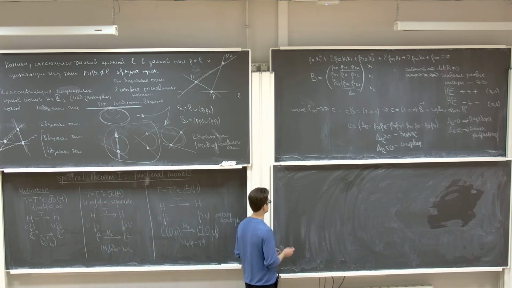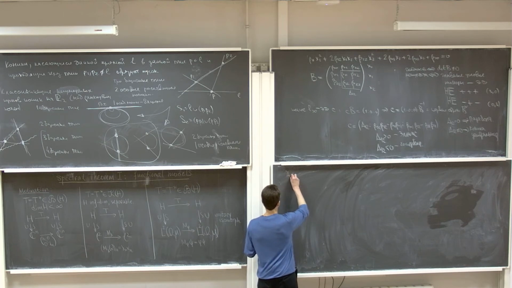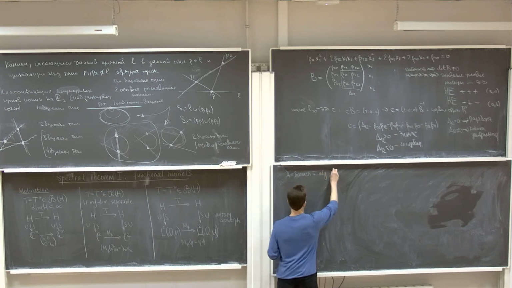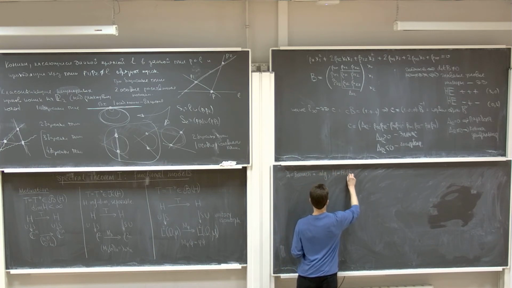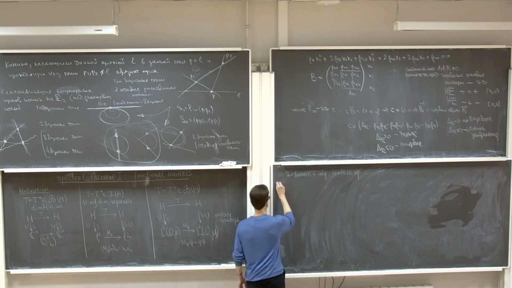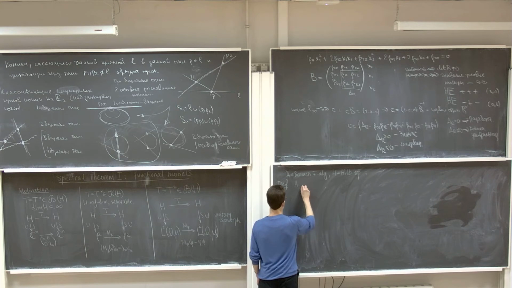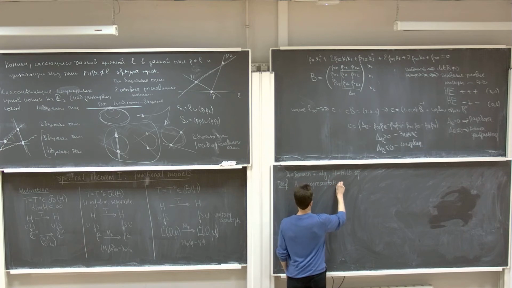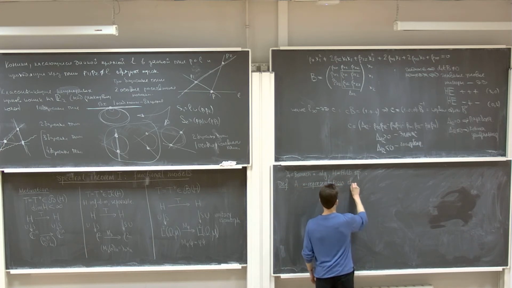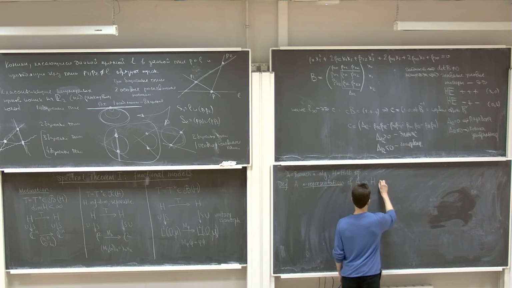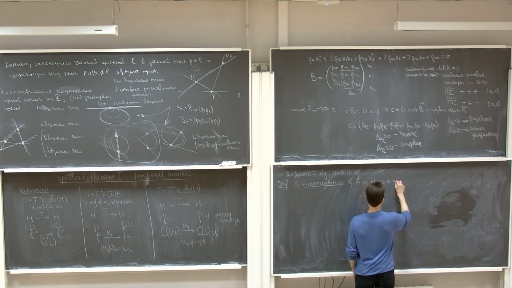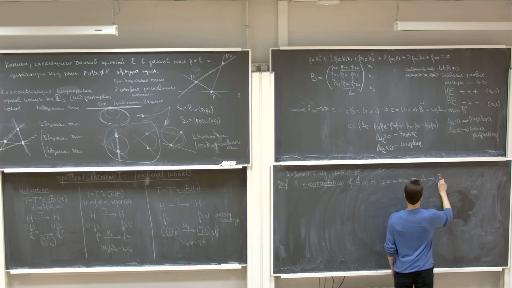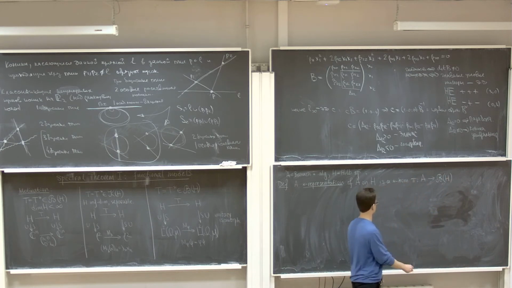So let's introduce some terminology. Suppose that A is a Banach star algebra, and H is a Hilbert space. By definition, a star representation of A on H is a star homomorphism pi from A to the algebra of bounded operators on H.